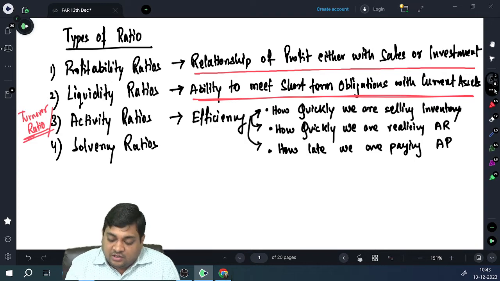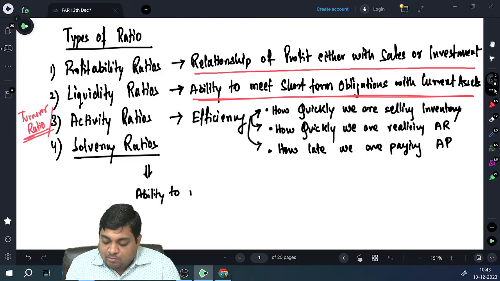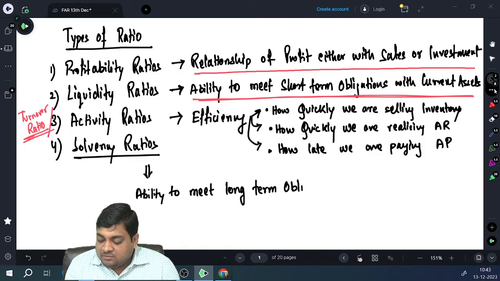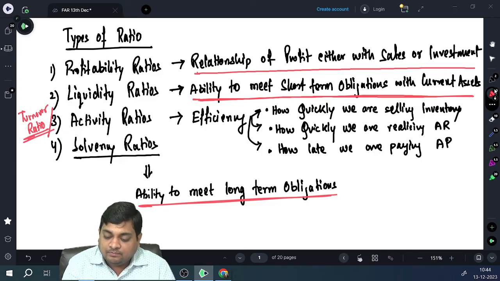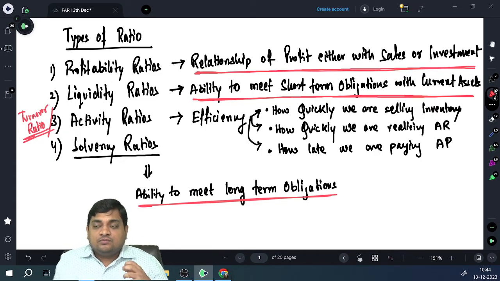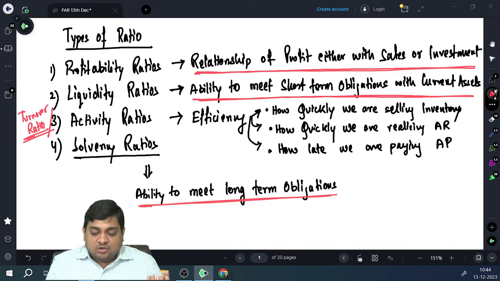And if I talk about my solvency ratio, basically it's the ability to meet long term obligations, right? So there are different types of ratios which give us different types of meaning, right? We have profitability ratio: how much you have earned on your investments, what percentage of sales is your profit and what percentage of sales is your cost of production. So these things we need to focus on, right?